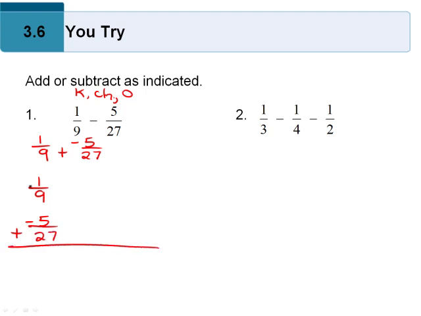All right, so my common denominator there would be 27. They'll both go into 27. So 27 divided by 9 is 3, so I multiply the top by 3. 1 times 3 is 3. And on the bottom, 27 divided by 27 is 1, so negative 5 times 1 would be negative 5. So we have a positive 3 and negative 5. You have to subtract and keep the sign of the larger number, which would be negative 2 over 27.